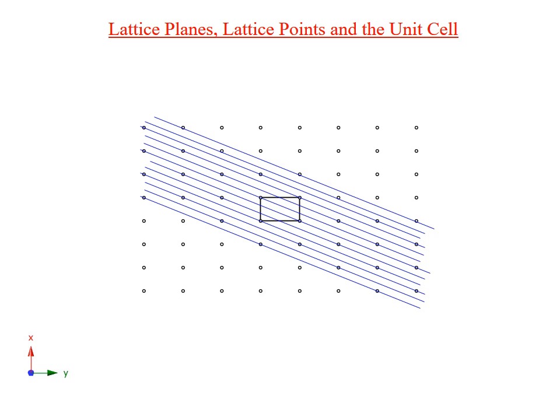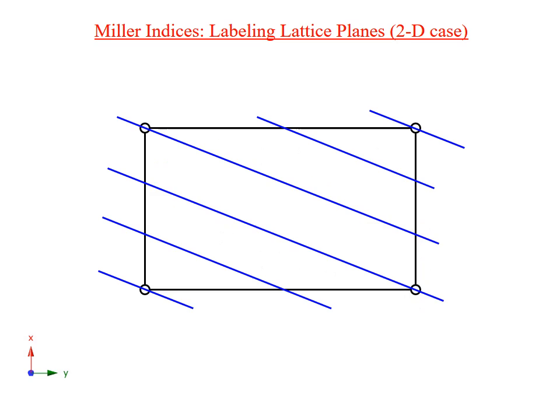Now, the next thing we want to do is define these planes. We want to come up with some classification system for them so that we know what set of planes we're talking about. In order to do that, I'm going to focus in on the central part of this picture here and just look at the planes around the unit cell itself. We classify lattice planes in terms of how they interact with the unit cell. So that unit cell has a side length A and a side length B.